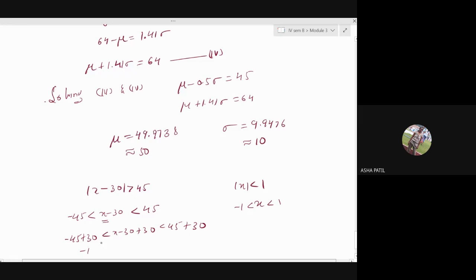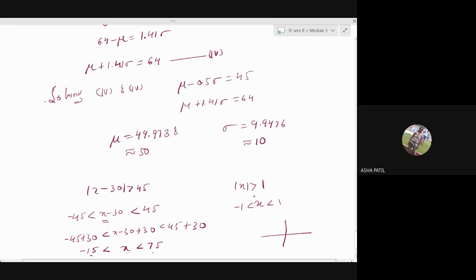Okay, greater than 47. So what will you write? Mod x is greater than 1 means what will you write? Then we should do it separately. Or if it is less, I hope you understood this. I'll just complete this. If it is less, you have to go this way. It comes like this: minus 15 less than x less than 75. So x lies between minus 15 and 75. For this, you have to calculate the z value and write the answer.